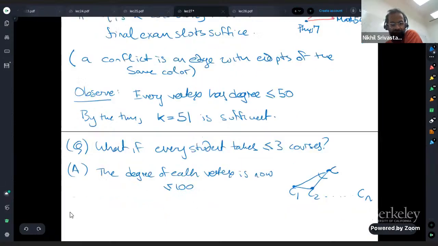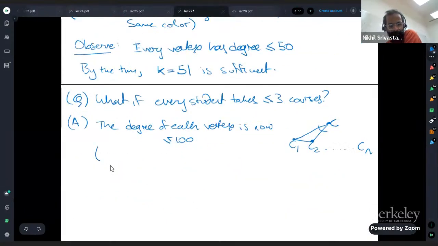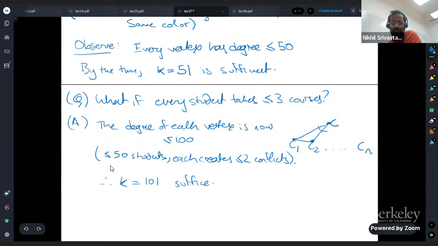It's at most 100 because there are at most 50 students, and each student creates at most two conflicts. And so the answer is that 101 exam slots would be sufficient. I don't think we have anywhere near this number of exam slots here.